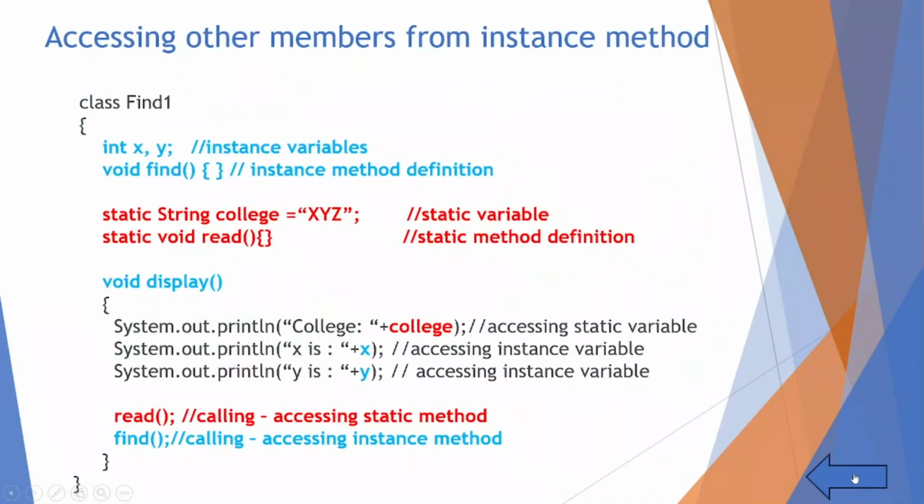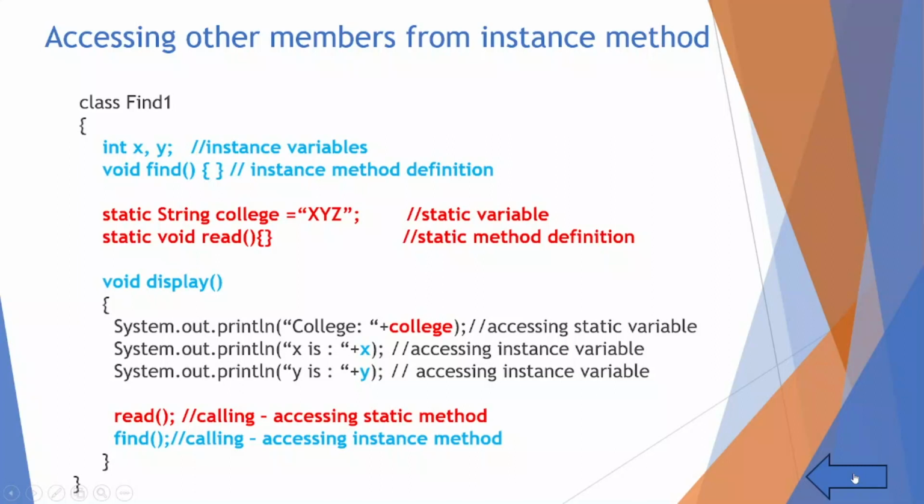See, the blue colored ones are instance. Red ones are static. int x, y, two instance variables. Void find, instance method. Static String college, static variable, and the next one, static void read, static method. Now void display is an instance method and it can access all four of them, the first four. What are they? x, y, find, college, and read.